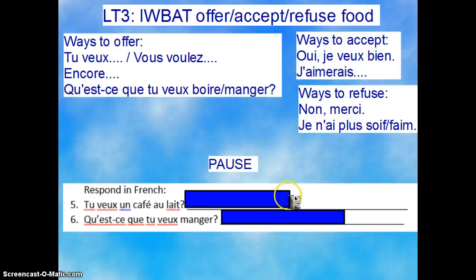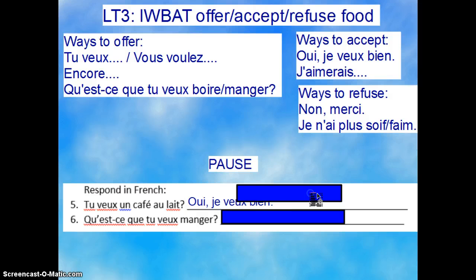Hopefully by now you've had a chance to pause the video and give these a try. Tu veux un café au lait means do you want? Un café au lait is a coffee with milk. Now, of course, if you're not a coffee fan, you could have used one of these ways of refusing as well. I myself happen to like coffee with milk, so I answered with oui, je veux bien. Yes, I really want some.